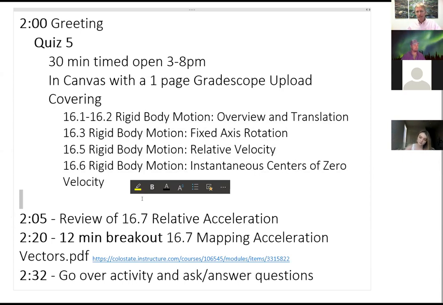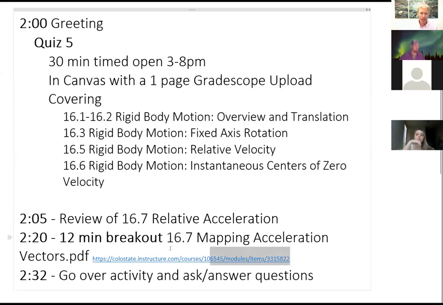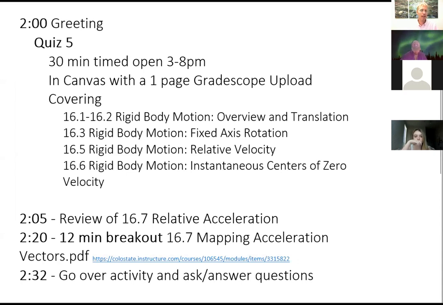I've created a PDF for the breakout. Let me go ahead and paste in the link. So that's the direct link to the PDF. And as you go to the breakout groups, you're welcome to, if someone wants to share that, you can annotate on it, or you can all look at your individual ones.